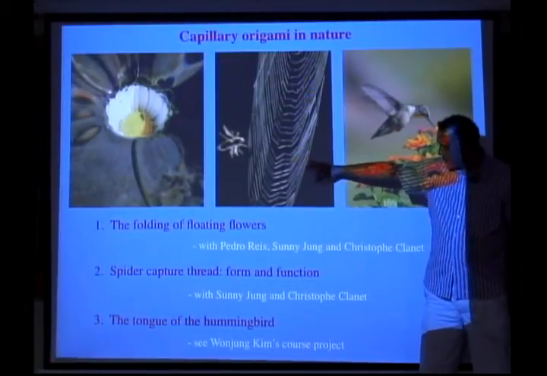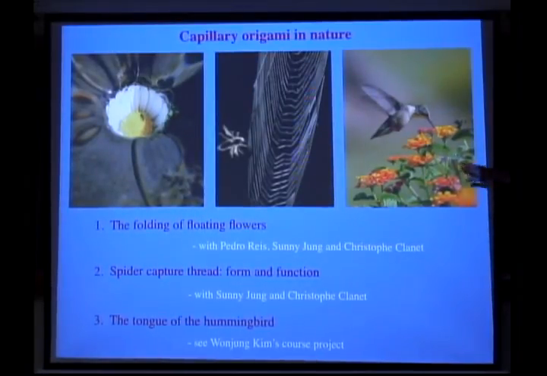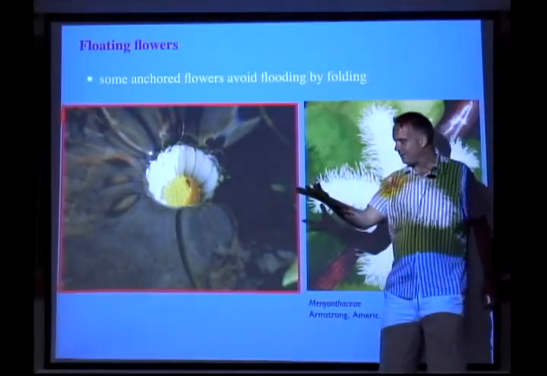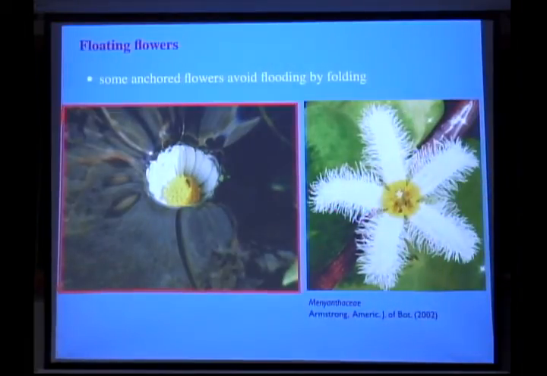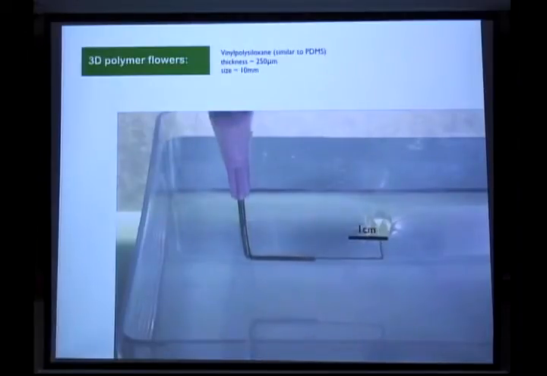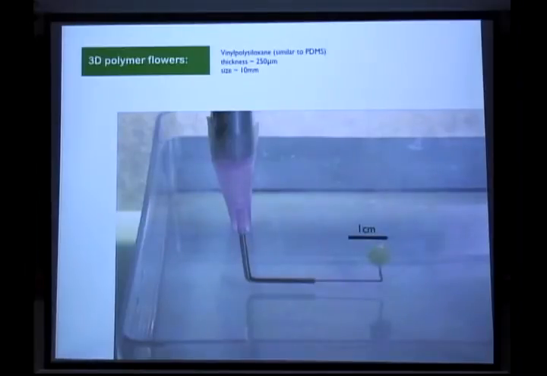It turns out the spider capture thread is also an elastocapillary problem, and also the tongue of the hummingbird. So I'll just quickly go through these. The flexible flower we've seen basically sits at the interface, and when it floods, when the water level comes up, the thing closes in response to hydrostatic pressures, and surface tension keeps it from flooding. That's the basis of this little design which we've seen. So this is an example of capillary origami in nature. It's basically solids being deformed by interfacial forces.